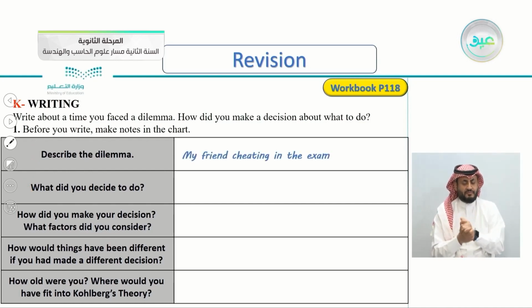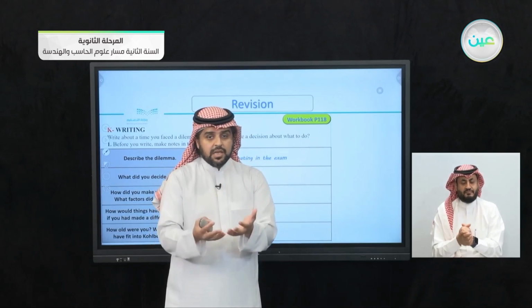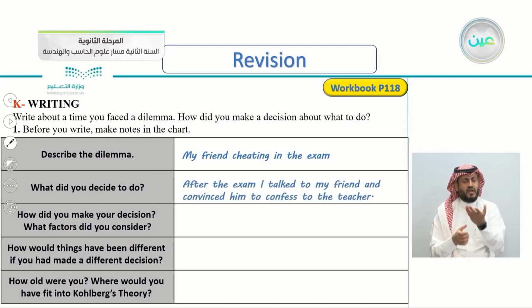For example, I've written here, my friend cheating in the exam. This is my dilemma. I remember I saw one of my friends cheating on the exam. Of course, you can write about your own dilemma here. What did you decide to do? After the exam, I talked to my friend and convinced him to confess to the teacher. So I didn't blow the whistle on him. I didn't tell the teacher immediately in the exam. But after the exam, I talked to my friend and convinced him to go and confess to the teacher, and the teacher gave him a second chance.